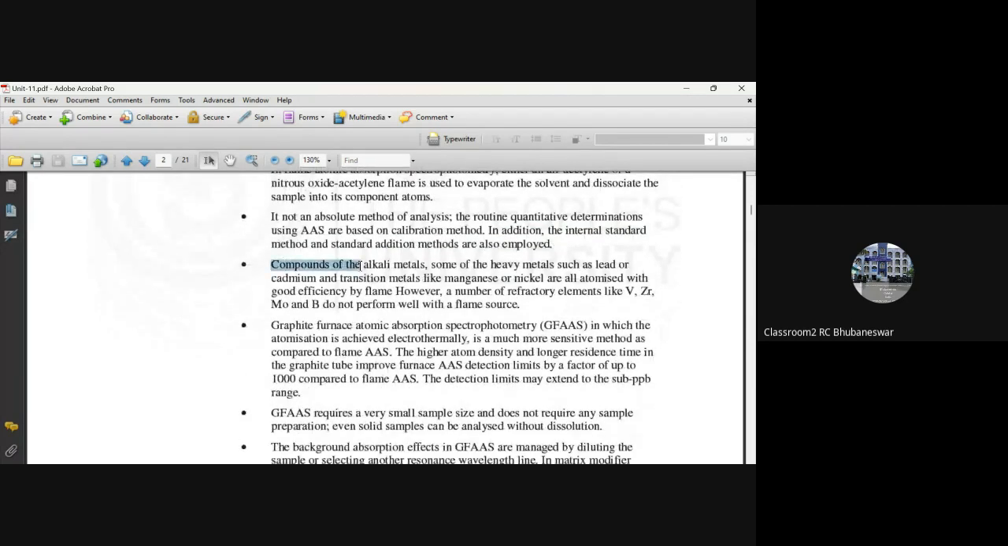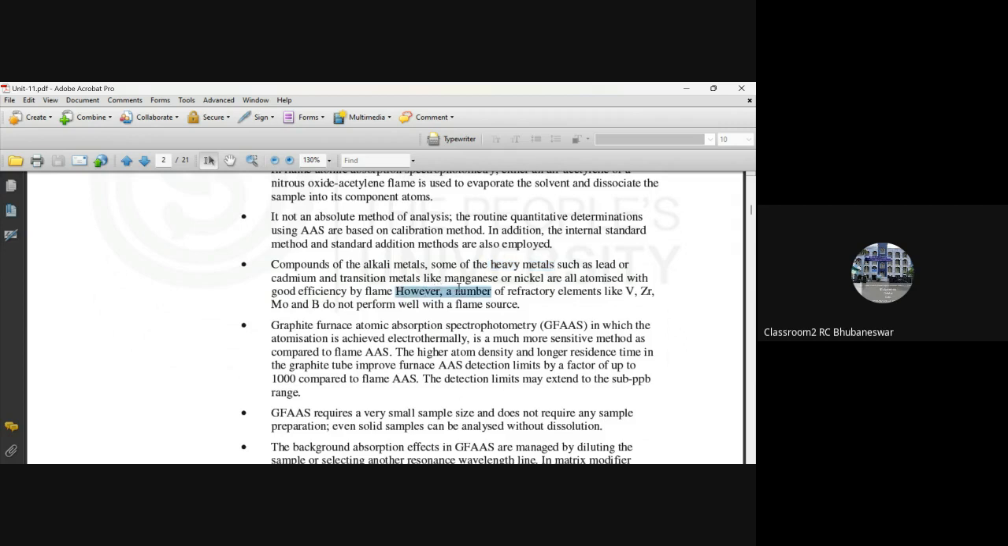So compounds of alkali metals, some of the heavy metals such as lead and cadmium and transition elements like manganese and nickel are all atomized with good efficiency by the flame. See, nowadays this heavy metal study is an emerging area, like lead, cadmium, all the things. Heavy metal study is a very crucial thing because it doesn't decompose so easily, and its contamination is very critical for the body also.